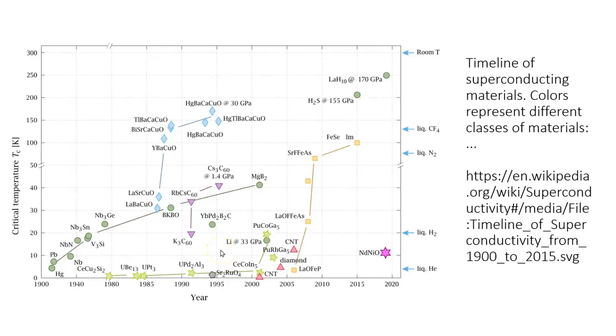And here you see a timeline of superconducting materials and also the temperature at which they start being superconductive. You can see in 1900 it was very close to absolute zero, and now in 2020 there are already superconductive materials at 250 K, which is slightly under 0 degrees Celsius, about minus 23 degrees.